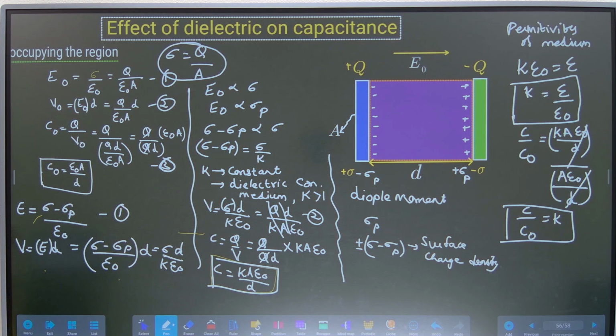We shall move to the next page and understand that instead of dielectric occupying completely between the two plates, let us occupy the space between the capacitor's plates by a dielectric slab of thickness t. That means we are partially occupying the space between the two plates. Okay? Take a pic.